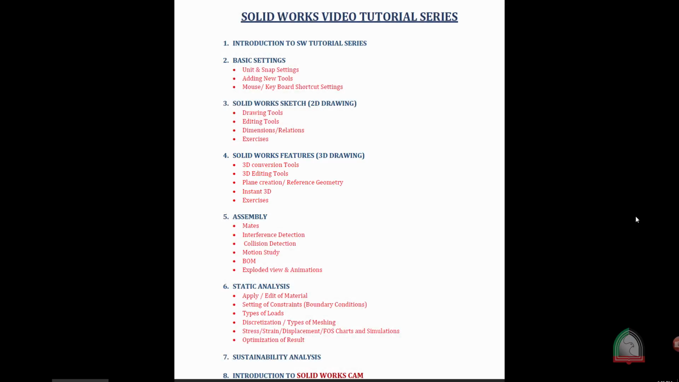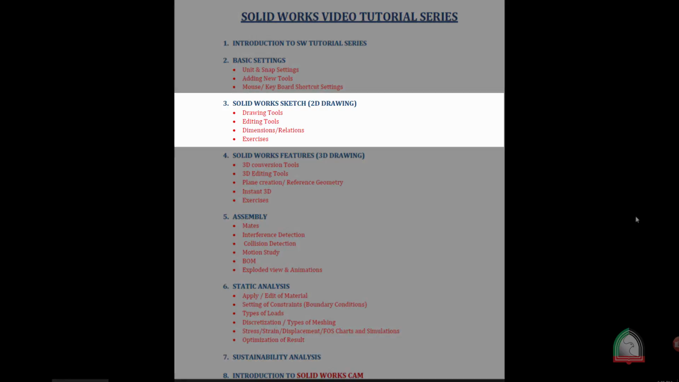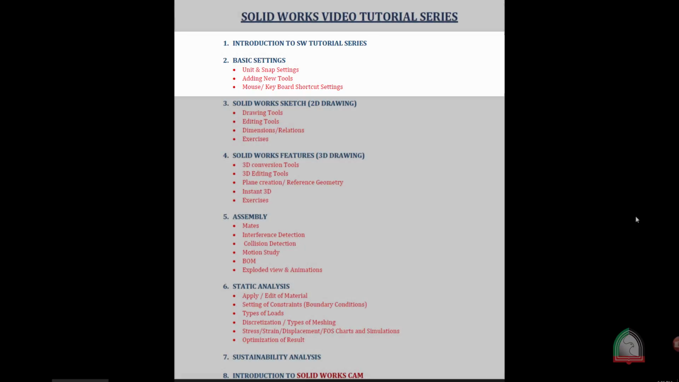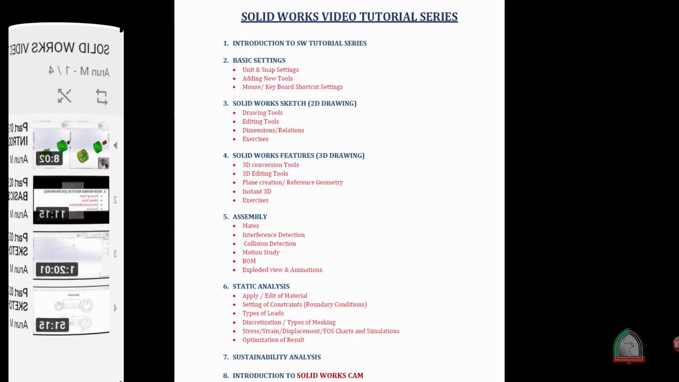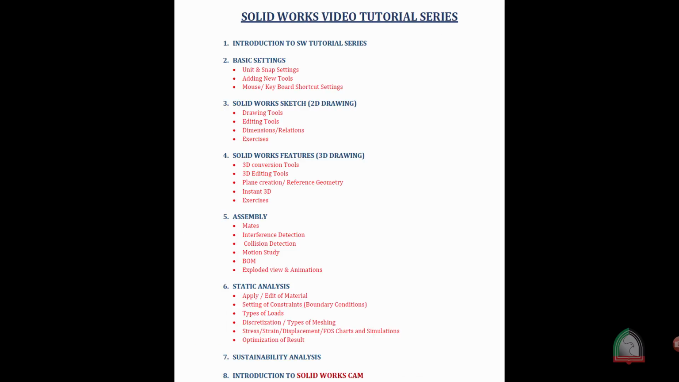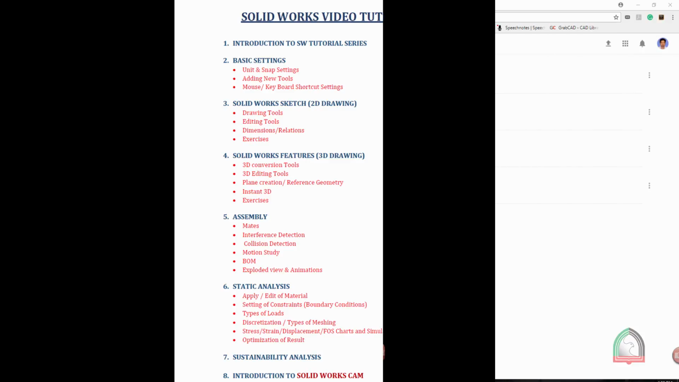In order to start this particular feature session, we should have sufficient knowledge about the 2D drawing by using the sketch option in SolidWorks and also the basic settings. If you want to review the basic settings and the basic 2D drawing, you can check the videos part number 1, 2, 3.1 and 3.2. They are available in the same YouTube playlist. You can check before starting this session. And I hope this session will be very interesting as we are dealing with the 3D.